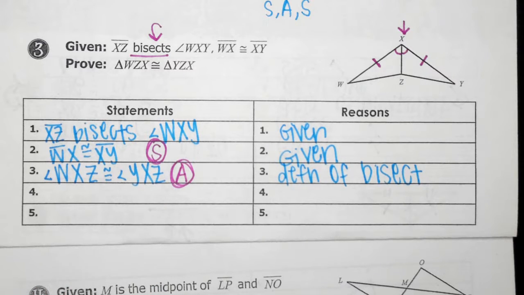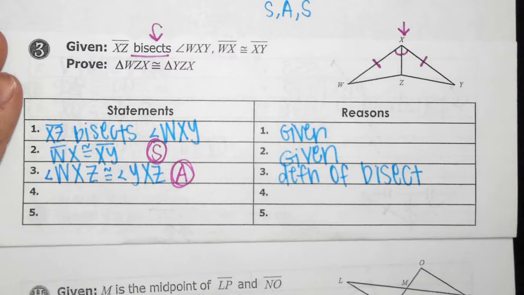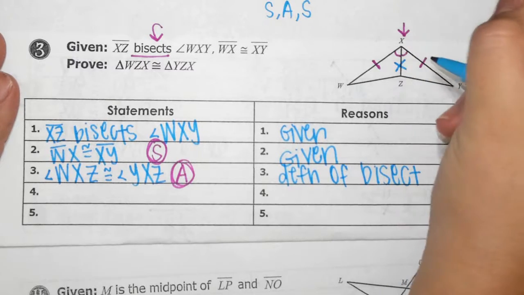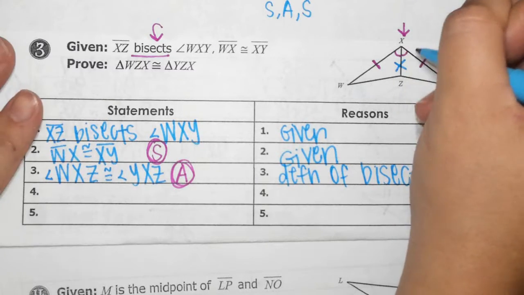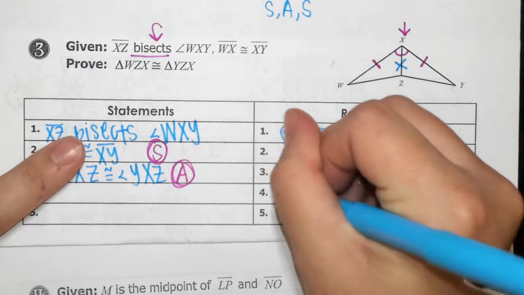Presley, do you see a side that we could assume is congruent? What side do you see? Down the middle. XZ. So you can put an X here. But Jake, because I'm using an X, what word am I going to use for the reasoning? Reflexive. Good.